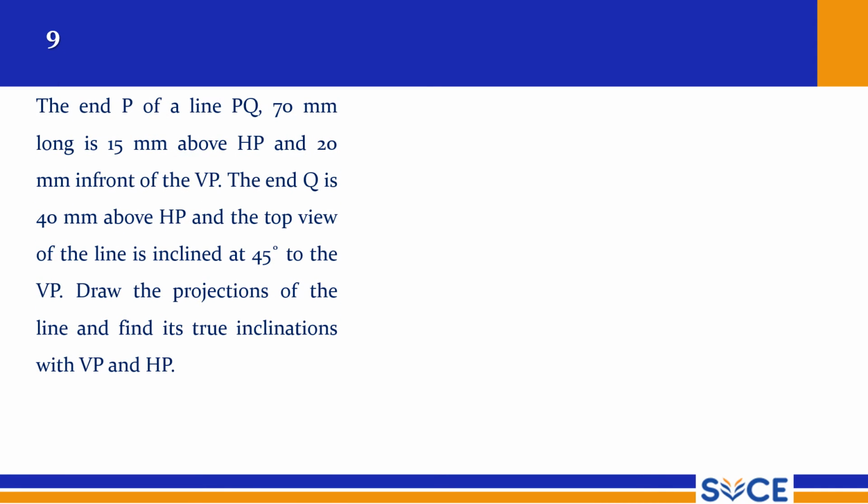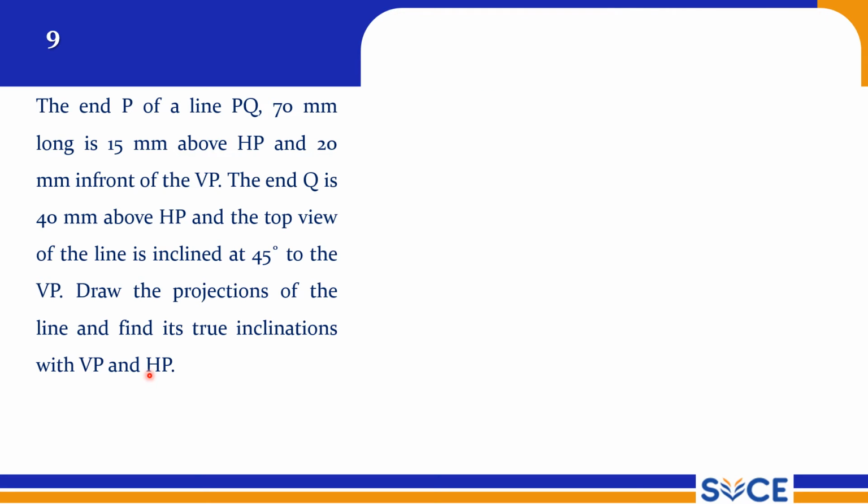The end P of a line PQ, 70 long, is 15 above HP and 20 in front of the VP. The end Q is 40 above HP, and the top view of the line is inclined at 45 degrees to the VP. Draw the projections of the line and find its true inclinations with VP and HP. So we need to find theta and phi. It is again a simple problem.